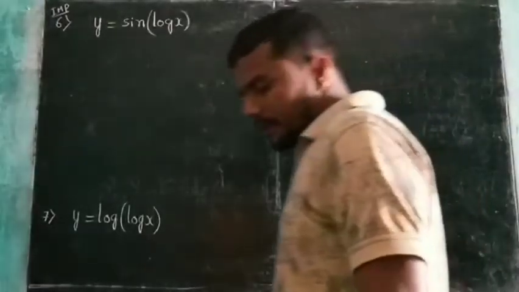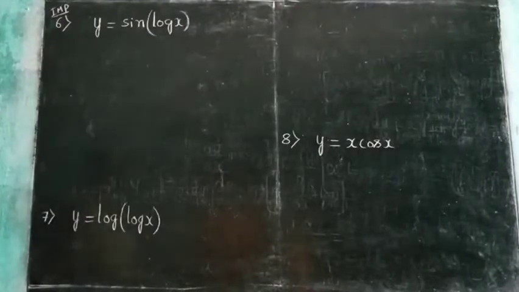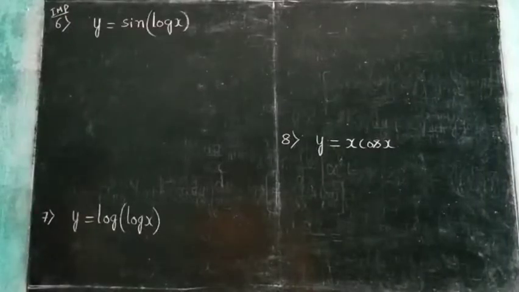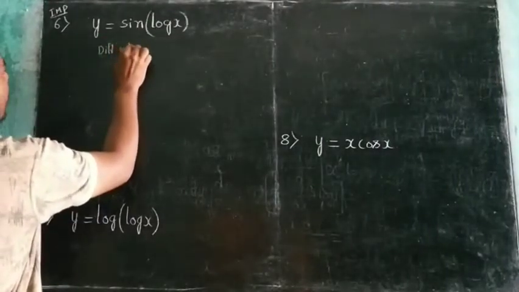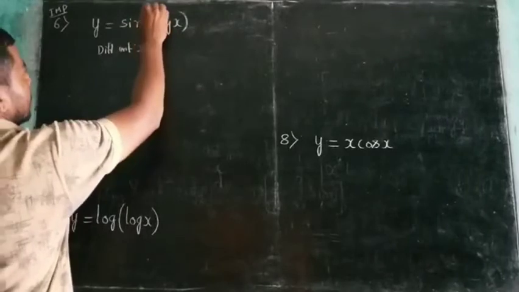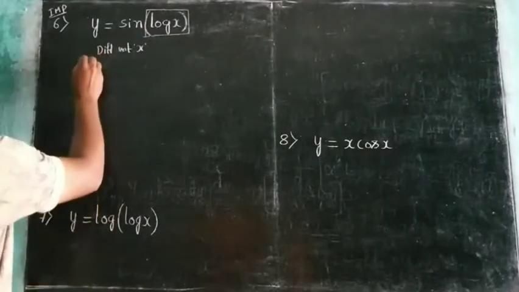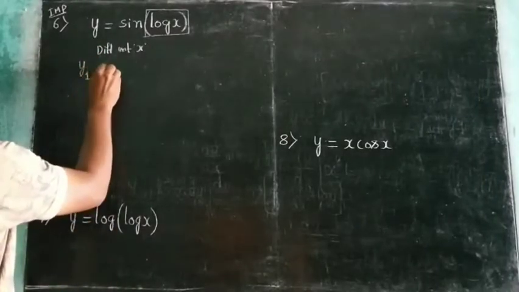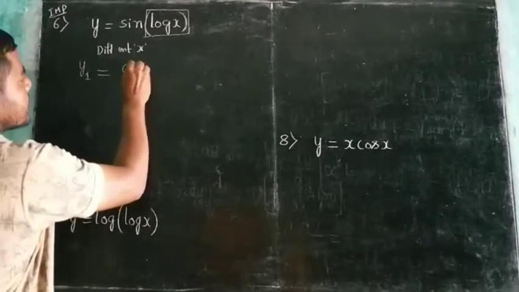Next, the sixth one, and that problem is important for 1 mark because that problem appeared in your question paper, like y is equal to sine of log x, find dy by dx. So first differentiate with respect to x. By using the chain rule, sine of something is called sine dabba. The derivative of y with respect to x is y1. y1 is equal to, what is the derivative of sine dabba? The derivative of sine dabba is cos dabba.